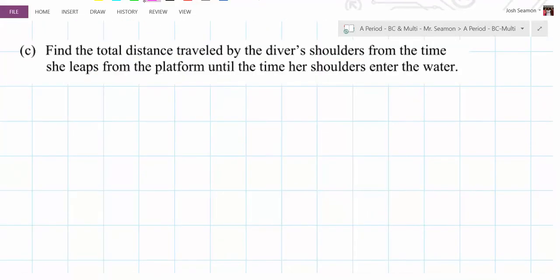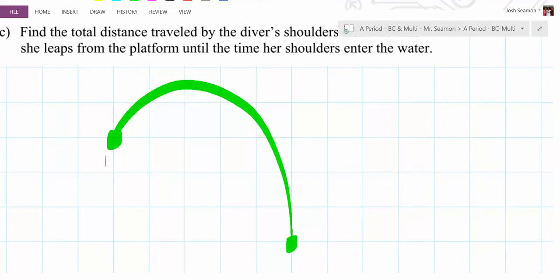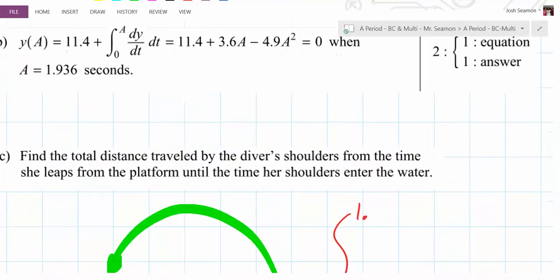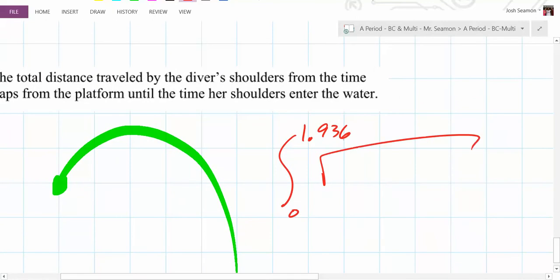So you're doing this along a curve, right? It's like this. So it's going to be the integral from 0 to 1.936, because we found the time, of the square root of dy/dt squared plus dx/dt squared.